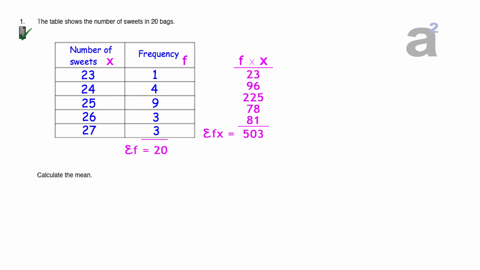So the mean will be, here we can write the formula x bar. The mean is, instead of sigma x over n, here we can write sigma fx over sigma f. That is 503 divided by 20, which is 25.15.